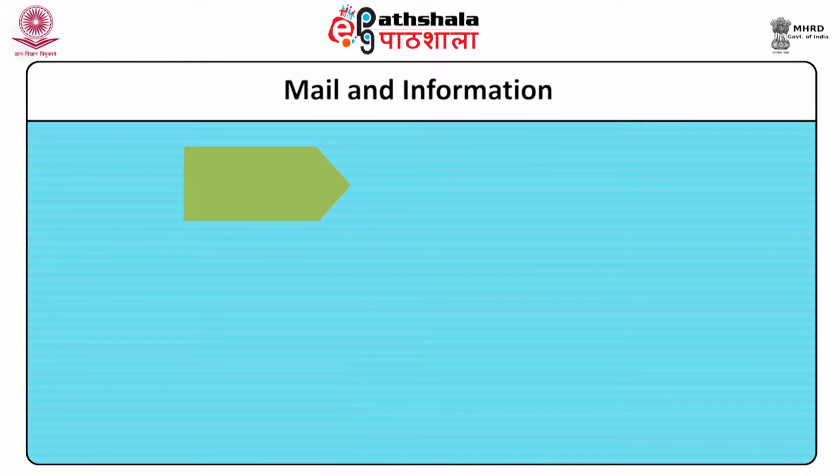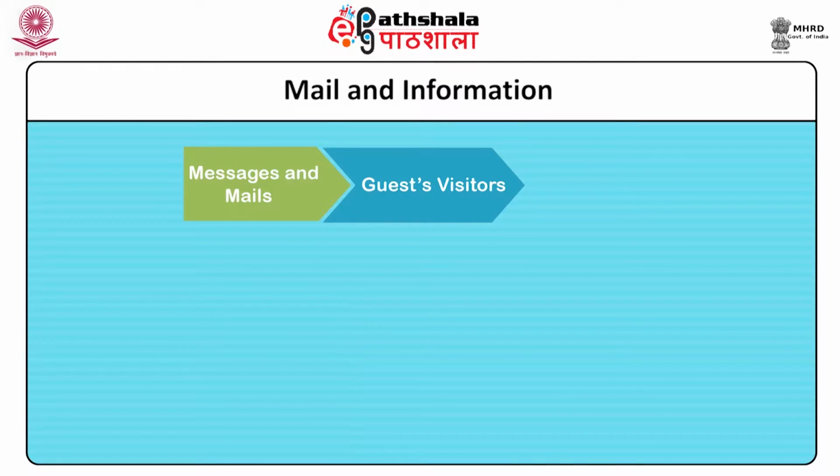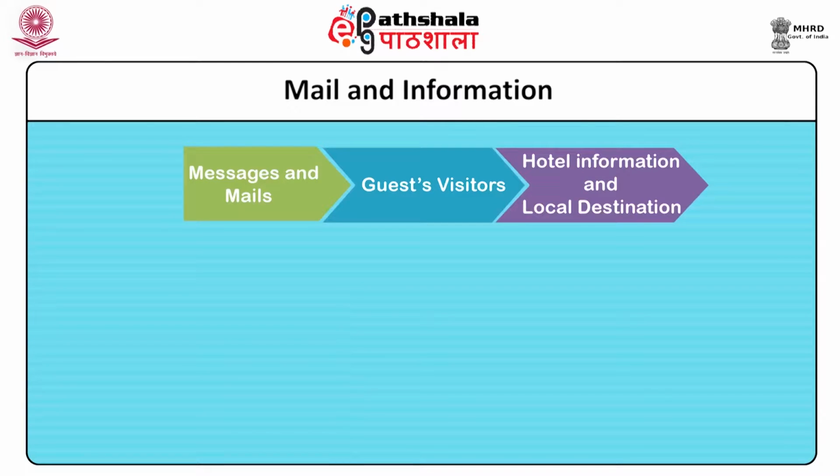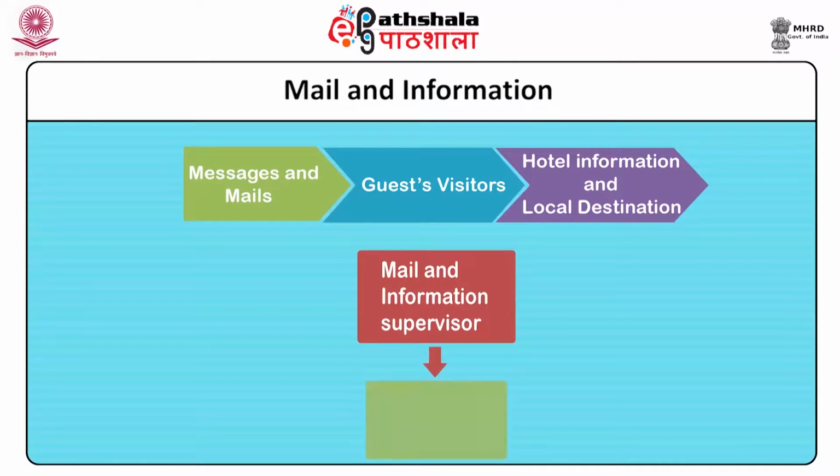In addition to telecommunication, there is another section called mail and information. A mail and information counter is normally found only in very large hotels that offer an exclusive service, and as mentioned earlier has now generally been incorporated into the concierge, which is the lobby service. The mail and information section comprises the mail and information supervisor and mail and information clerks.